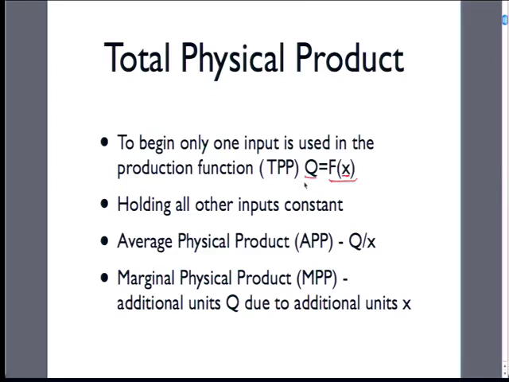And for right now, we're going to take all of the possible inputs and either compress them into one aggregate input or hold fixed the other inputs. So we're just looking at one x, okay? Because we need to graph things in 2 dimensions. We need our equations to be in 2.